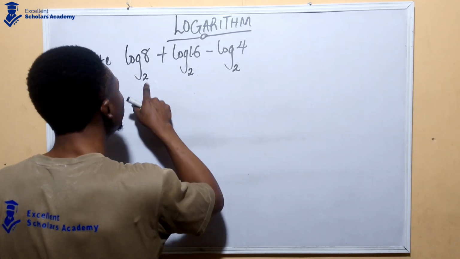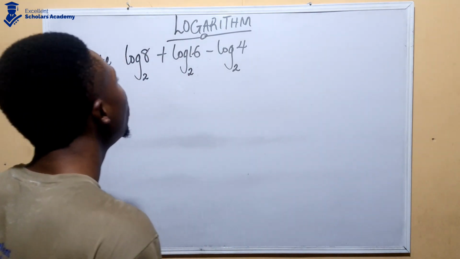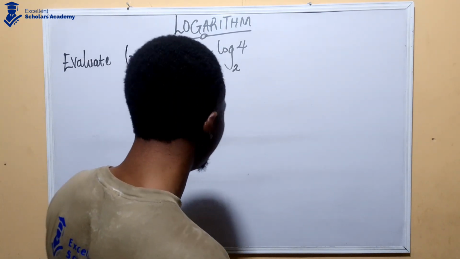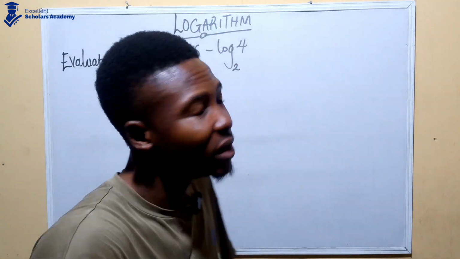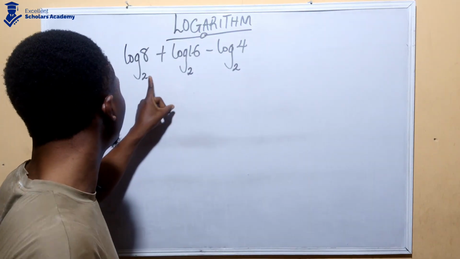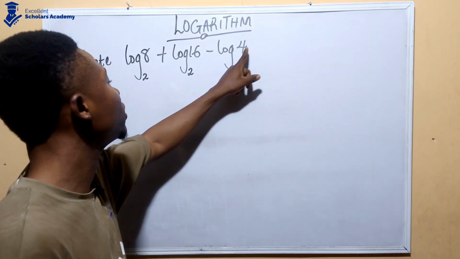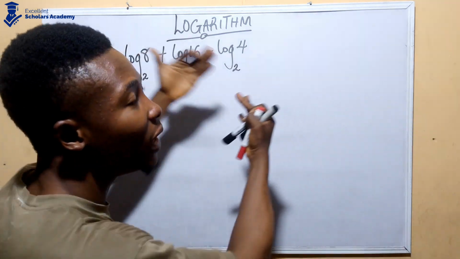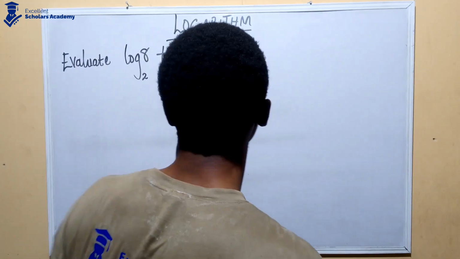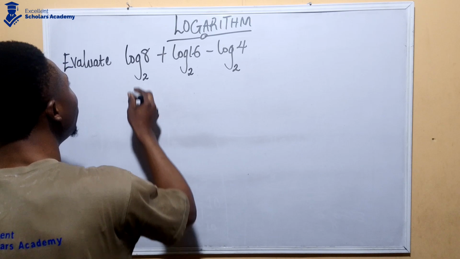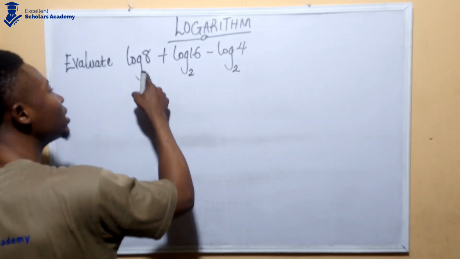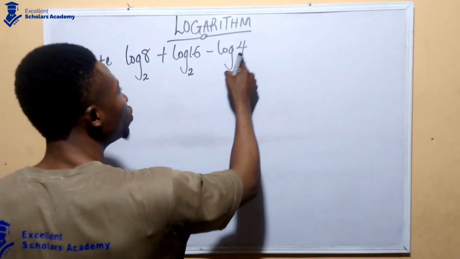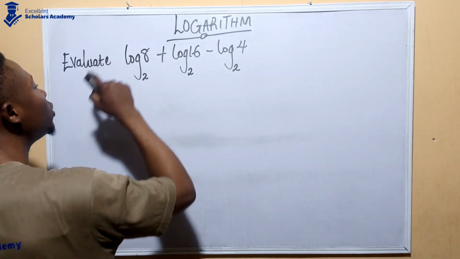Evaluate log 8 base 2 plus log 16 base 2 minus log 4 base 2. Now, there are 2 ways to do this. If you notice, 8 has a relationship with 2, 16 has a relationship with 2, 4 has a relationship with 2. Or you can merge them together according to the law of logarithm. But to make things easier, since 8, 16 and 4 all have a relationship with 2, let's express them as 2.